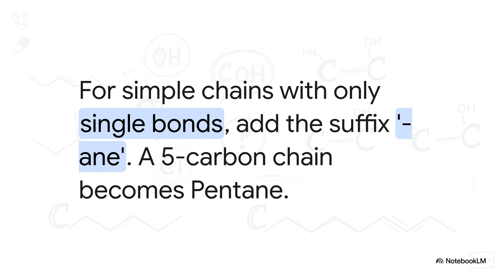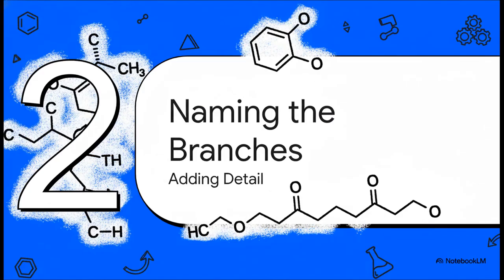If you've just got a simple, straight chain of carbons, all connected by single bonds, you just slap the suffix -ane on the end. So remember our 5-carbon root, pent? Well, that just becomes pentane. See? Simple as that.